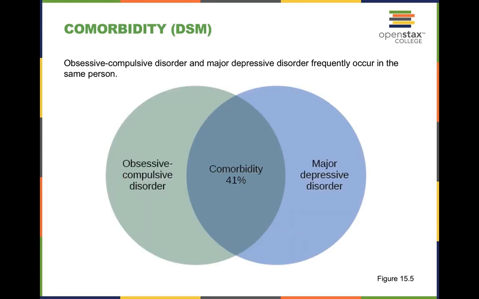And as I just mentioned, comorbidity, again, is the co-occurrence of two or more disorders. Commonly, what is seen is that individuals who have obsessive compulsive disorder, there's a 41% chance that they also share in experiencing major depressive disorder. There's a little bit of overlap with those two.